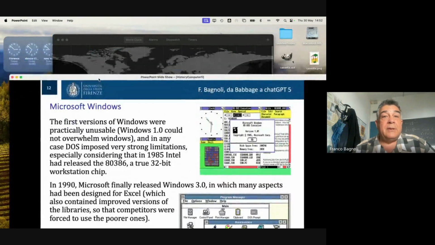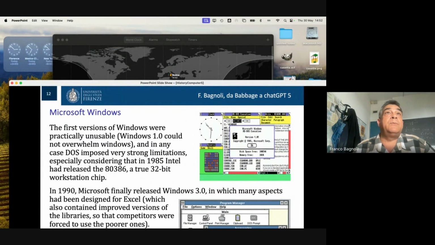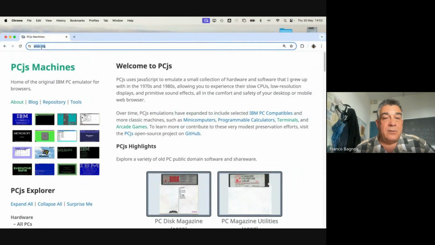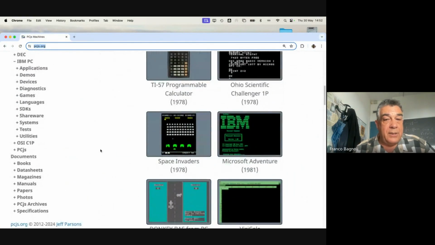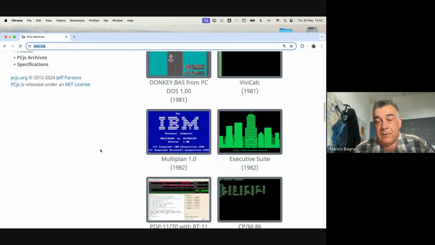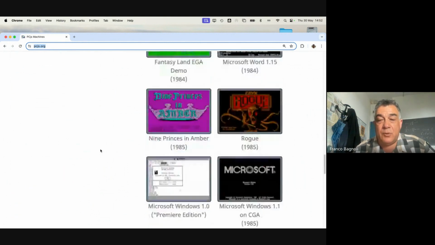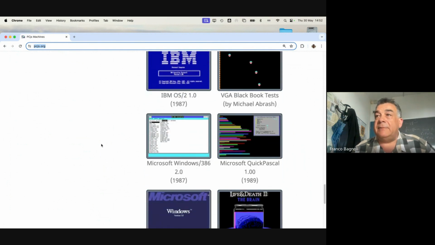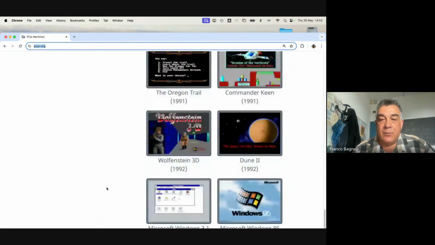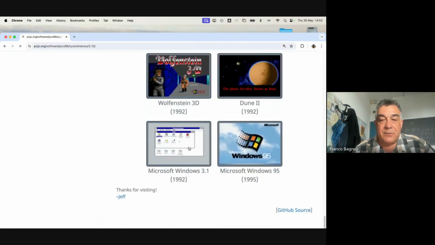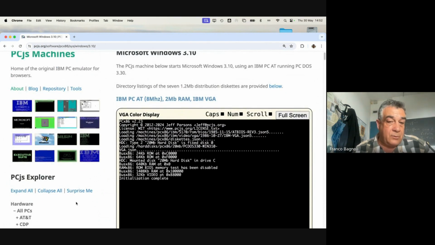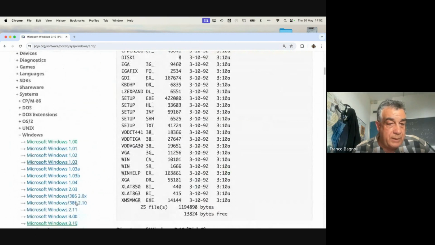If you want, you can go to this site here, pcjs.org, where you have all or most of the emulators of operating systems and computers of the time. So you could run Windows 3.1 or Windows 2, maybe also Windows. Okay, you have here all kinds of Windows.